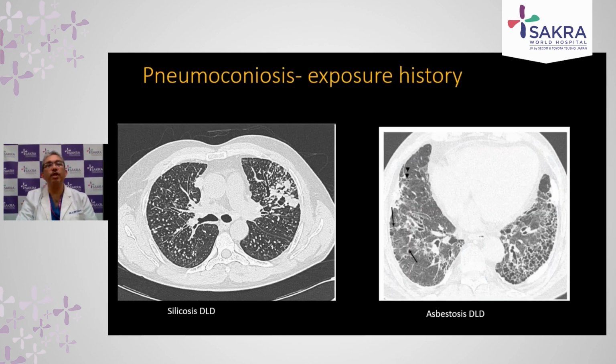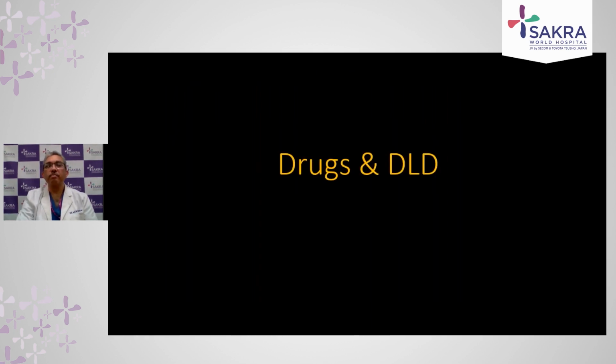Now, if there's history of exposure to silica like a miner or asbestos like a shipbuilder, then this could be suggestive of silicosis, where there are lots of nodules. And if you look at the mediastinal lymph nodes, you could find eggshell calcification. Here, if you look at the other side, you find so much of honeycombing, but it is only on one side and less on the other side. And there is this area of pleural fibrosis, which if you look at the mediastinal window, you could even see pleural plaques and calcification. This is asbestos related diffuse lung disease with honeycombing.